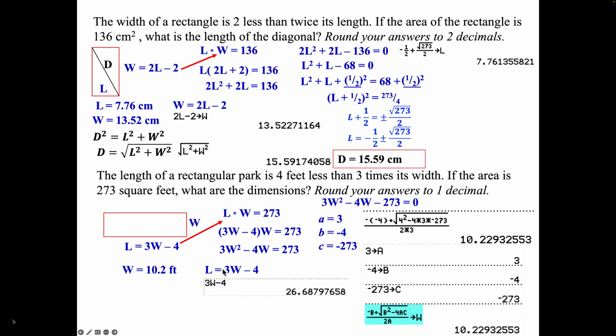Now we go over here to find our length, which is 3W minus 4. So now my calculator entry is 3 alpha W minus 4. Now it's 26.68, which makes that 26.7. There's my length. There's my width. I have my 2 dimensions measured in feet.